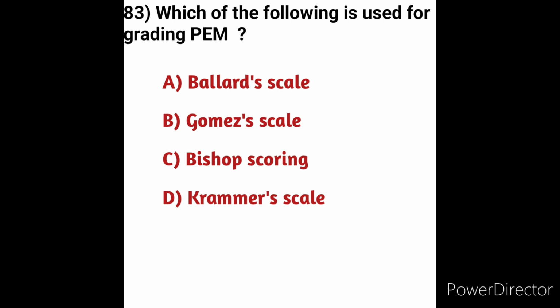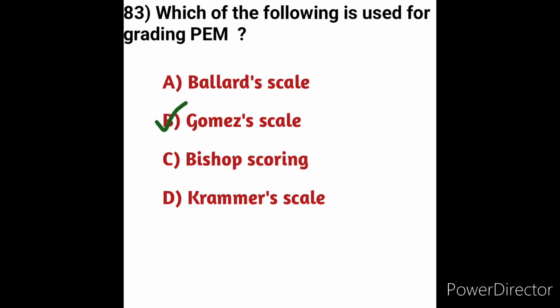Option A, the Ballard scale, is used to determine gestational age. Option B, the Gomez scale, is used for the nutritional status of children according to weight and age. What is Bishop scoring? Bishop scoring predicts how close the patient is to labor. This scale is for labor assessment. The Kramer scale defines the intensity of jaundice in children from head to hands and feet. So note this also. Option B is the correct answer here.